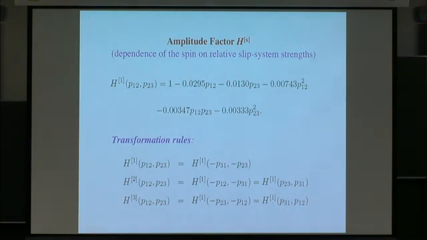Here's the amplitude factor, H, which, as you recall, governs the dependence of the spin on the relative strengths of the slip systems through the variables P12 and P23. So it's a very simple relation that we find. We parameterize this in terms of a quadratic polynomial in P12 and P23. And using these transformation rules, which are just based on symmetry, you can get the same function for slip systems 2 and 3.